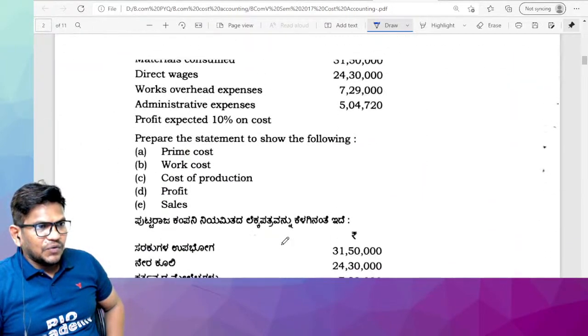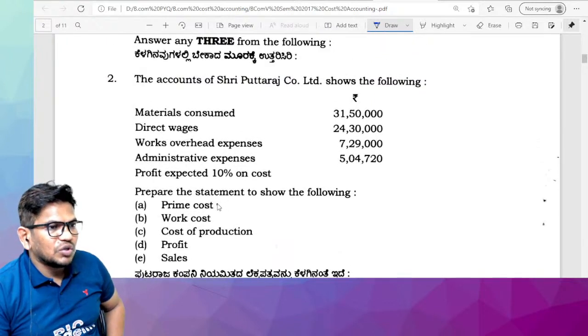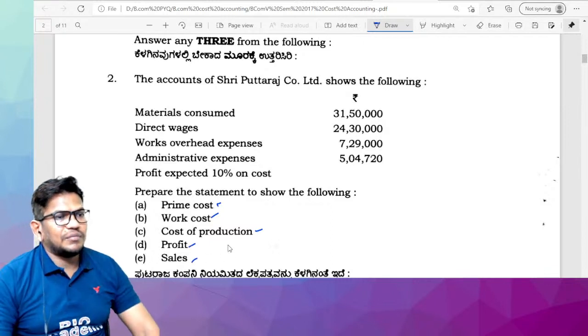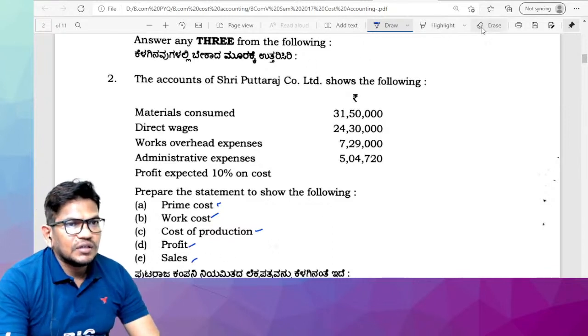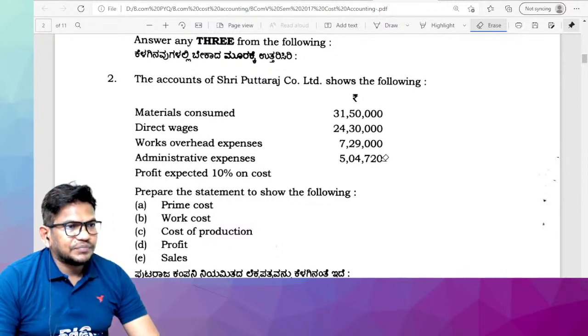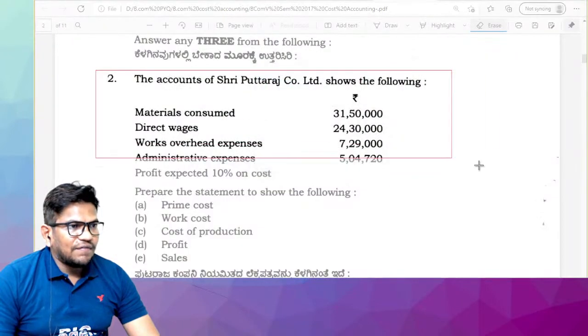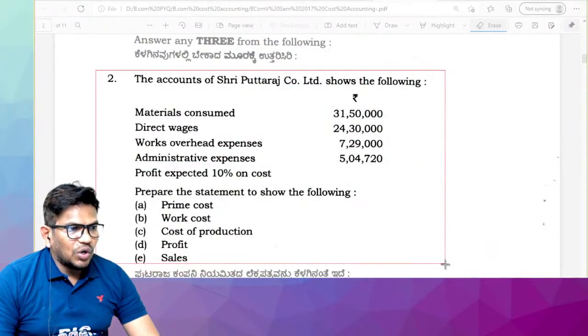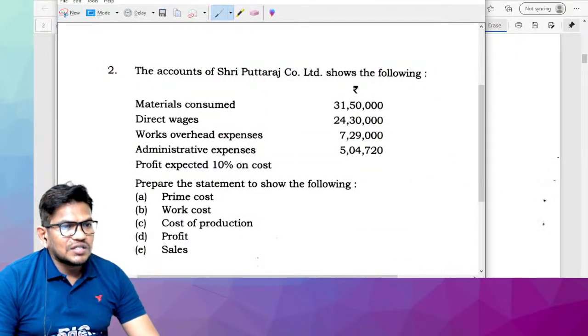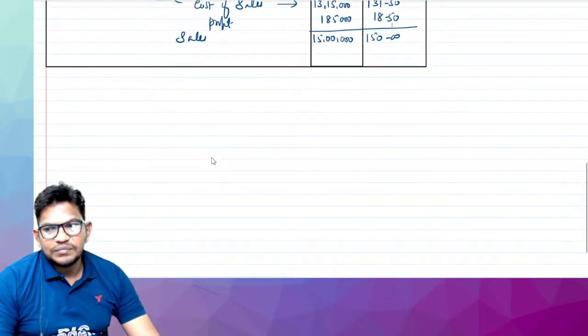Here, what they're asking us to find out: prepare prime cost, work cost, cost of production, profit and sales. Okay? Let's solve this. They give one 5 marks question guaranteed, and 15 marks also we have. So most probably today we'll solve all the 5 marks questions, and in the next class I'll solve 15 marks. Is that fine, my dear students?